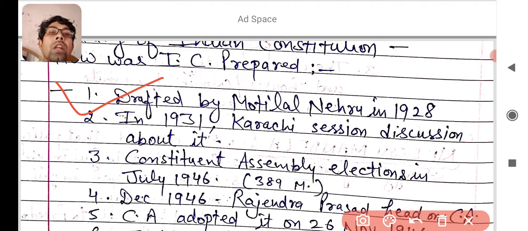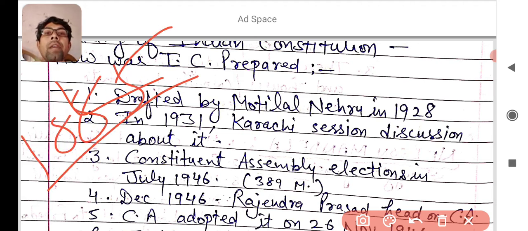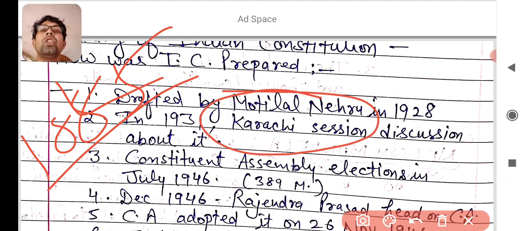Next, in 1931, in the Karachi session of Congress. As I told you, the Indian National Congress Party was formed in 1885, and after 1885 there was a session of the Indian National Congress every year, and in 1931 their session was held in Karachi. Now Karachi is in Pakistan. And in the Karachi session, Congress discussed about it. About it here means about the making of the Indian Constitution.